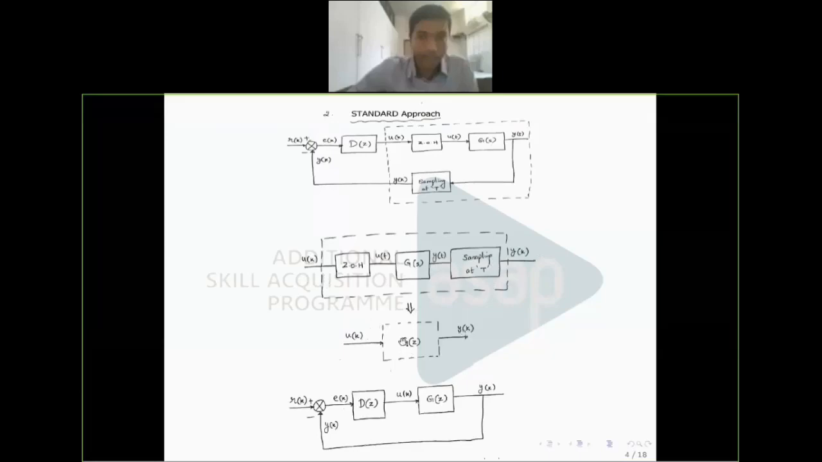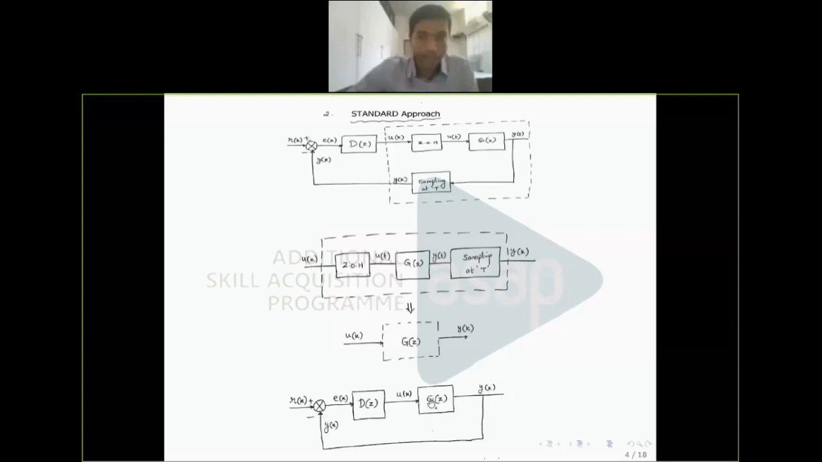If you look at G of Z, it takes in discrete values of input and outputs discrete values. That means you can represent this whole block, these three elements, zero order hold, the continuous time plant, and the sampler, by using a pulse transfer function. So if I replace this whole box by just G of Z, you obtain the block diagram that I have shown last. So you have G of Z.